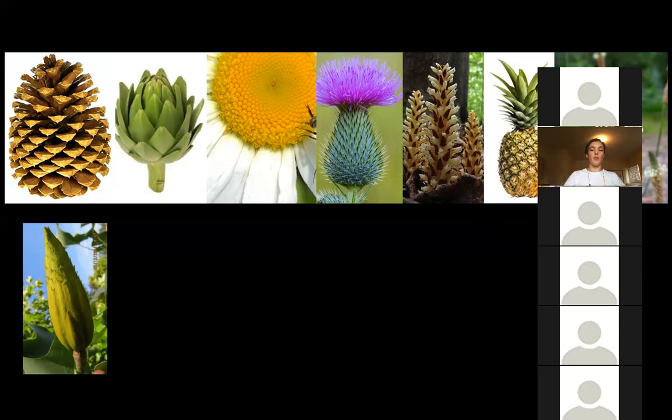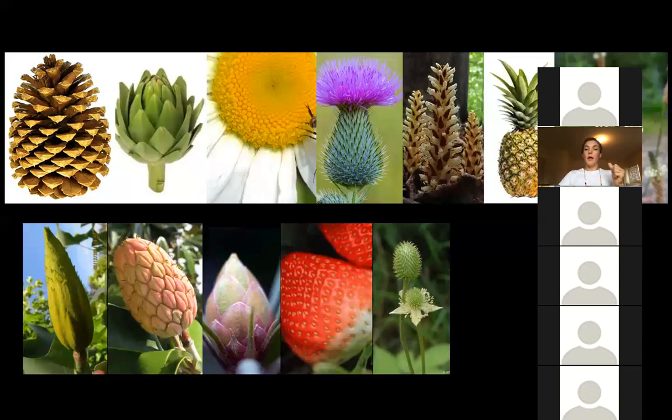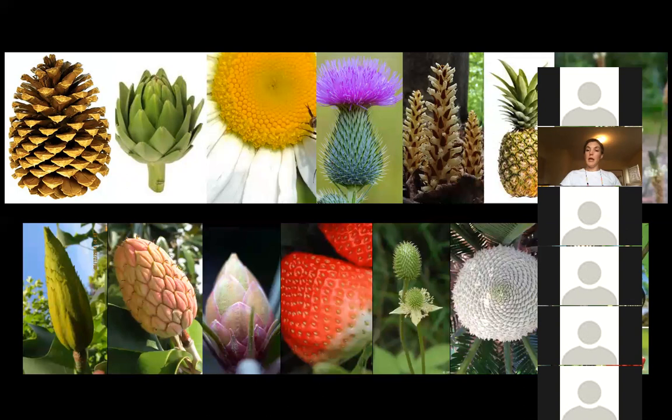This is the pod or the fruit of a magnolia tree. This is the bud of a rhododendron, a strawberry. This is a plant called thimbleweed. This is a palm tree, and this is a plant called jack in the pulpit. And there's an asterisk on it because I didn't strictly find Fibonacci numbers, but I found two consecutive numbers in a very closely related sequence called the Lucas numbers, but that's for another time. But in all of these pictures, in all of these very, very different plants, I have found Fibonacci numbers.